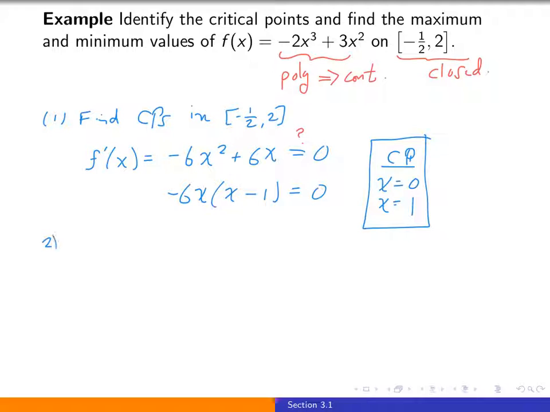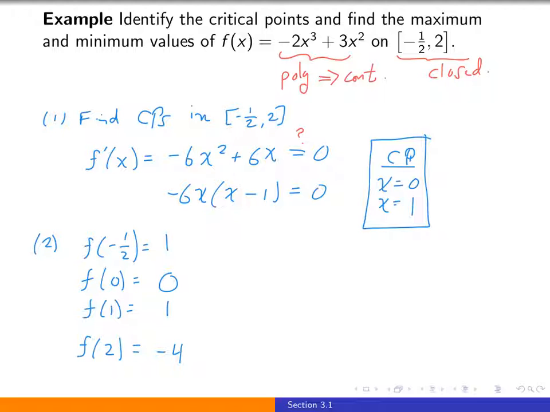Now the second step is to evaluate our function at the endpoints and the critical points to determine what is the maximum and minimum values. So our endpoints, minus 1/2 is one. Then we have 0 as a critical point, 1 as a critical point, and 2 as an endpoint. So if I go ahead and just evaluate the function, f of minus 1/2 is 1, f of 0 is 0, f of 1 is 1, and f of 2 is minus 4.